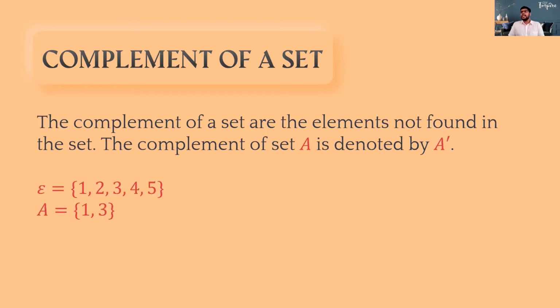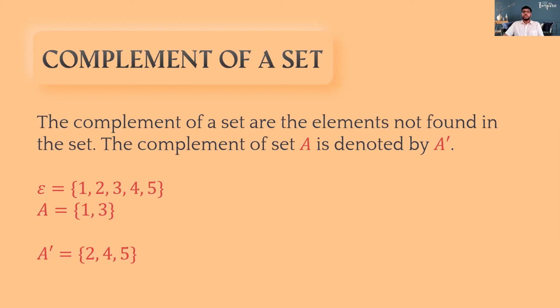So children, imagine the universal set is 1 2 3 4 5, right? So the universal set is 1 2 3 4 5, and out of these elements in the universal set, set A has 1 and 3, right? So if you want to say what is not in set A, so children, what is not in set A? 2 is not in set A, 4 is not in set A, 5 is not in set A, right? So that means, children, A complement is 2 4 and 5, right? Because those are the elements that are not found in set A, right? Those are the things that are not in set A.